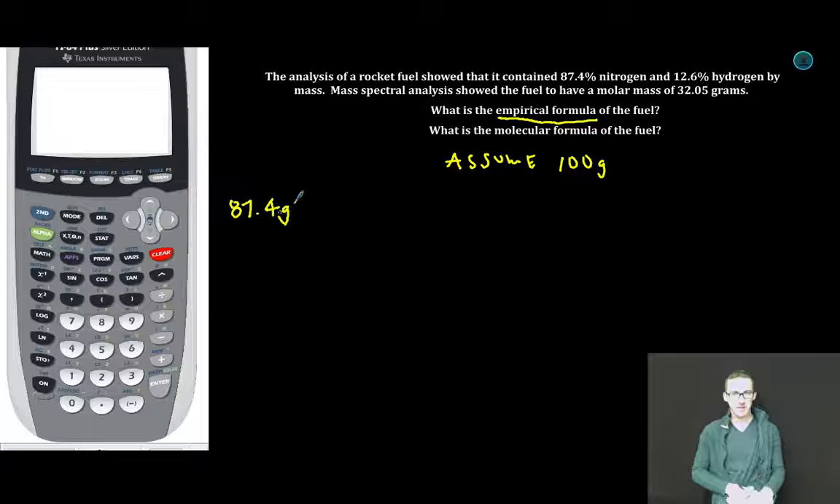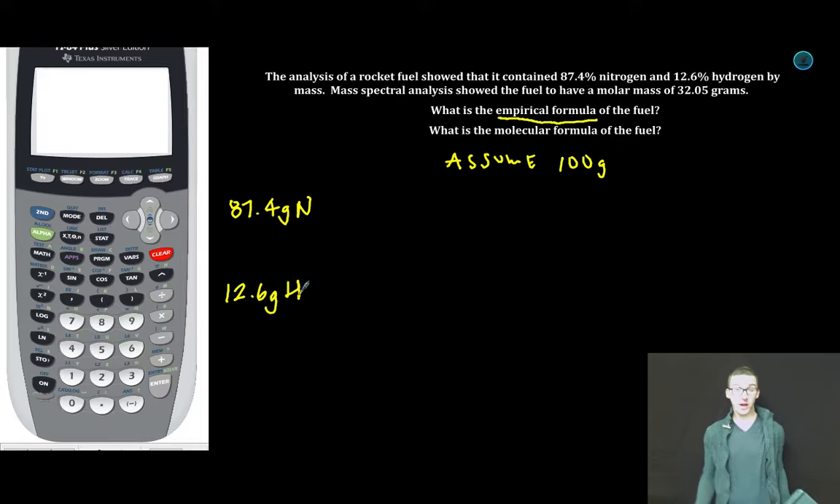87.4 grams of that 100 gram sample is nitrogen. And if 12.6% of that 100 gram sample is hydrogen, then 12.6 grams of it is hydrogen. You could assume any mass value that you want, but 100 grams is going to make the math really easy. All right, now the empirical formula is not the smallest ratio of grams, it's the smallest ratio of moles. So let's convert each of these to moles.